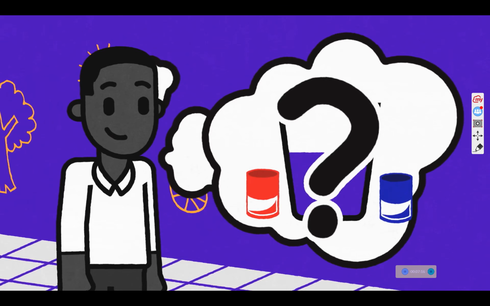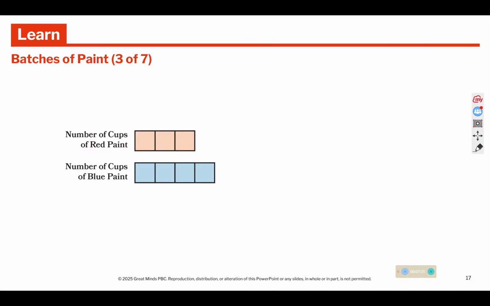So we're going to have to use the ratio of red paint to blue paint that matches the wall color and create additional paint. You can see here that the ratio of red paint to blue paint is 3 to 4, which is represented in the tape diagram with 3 boxes for red and 4 boxes for blue.